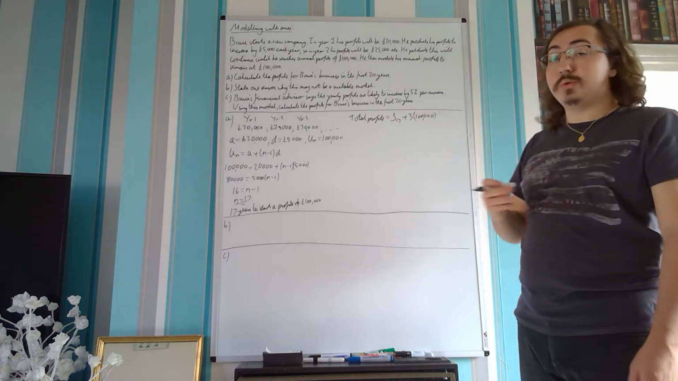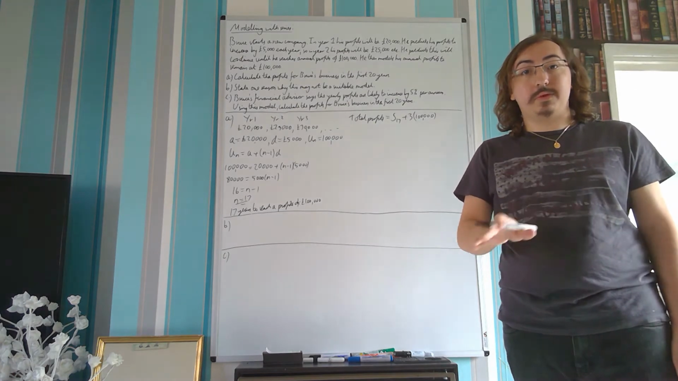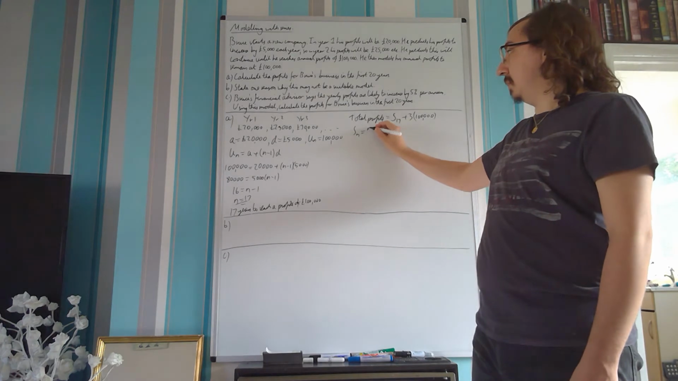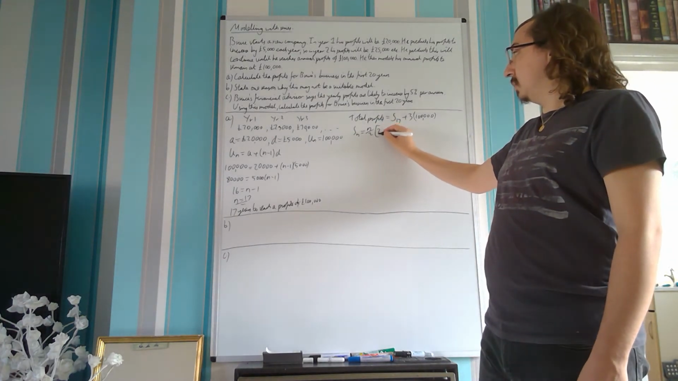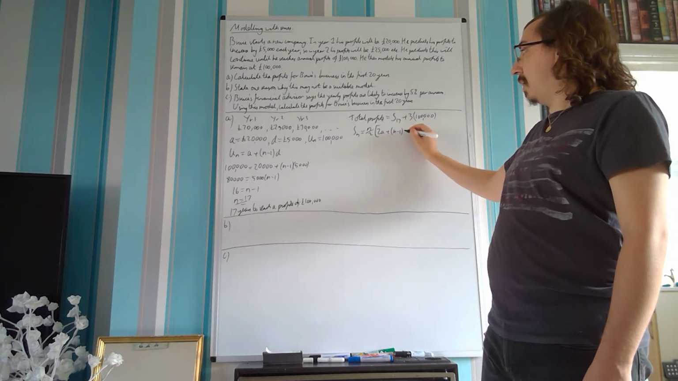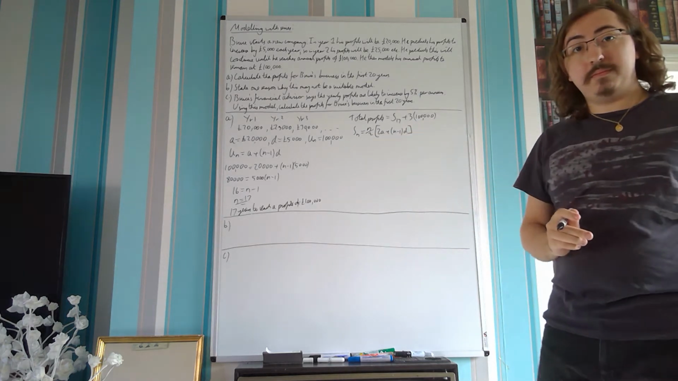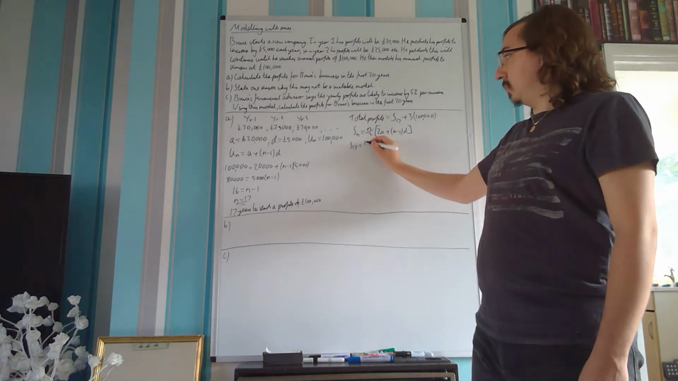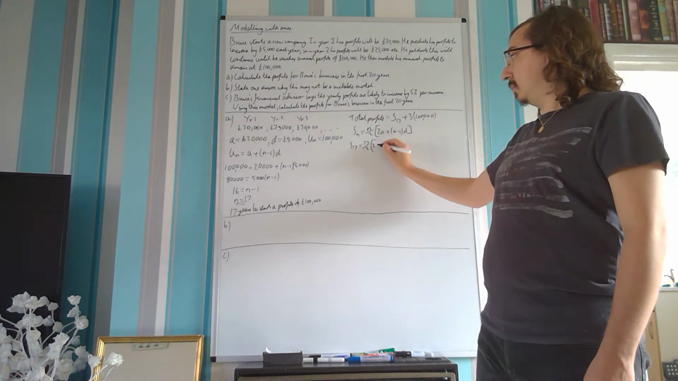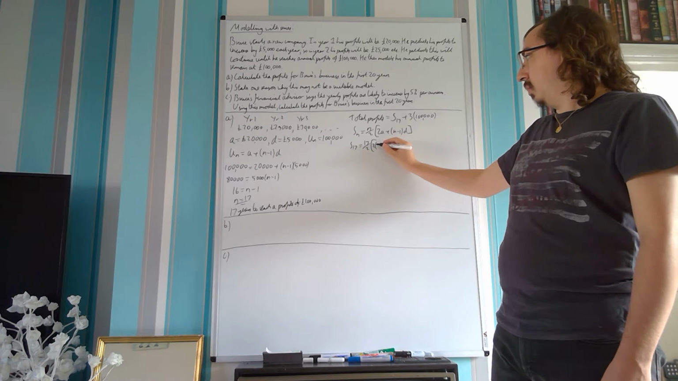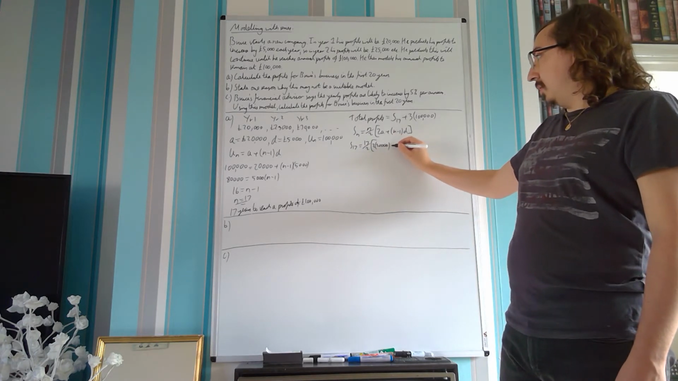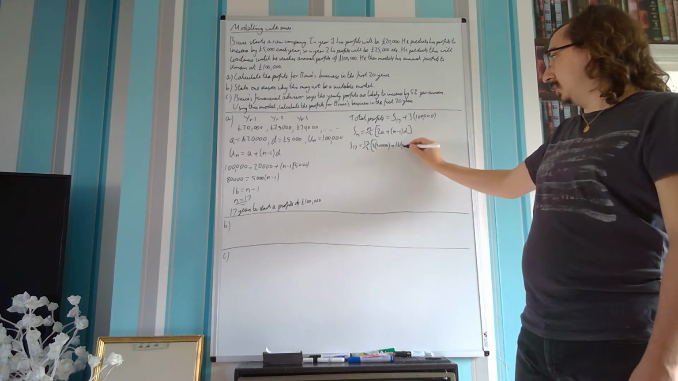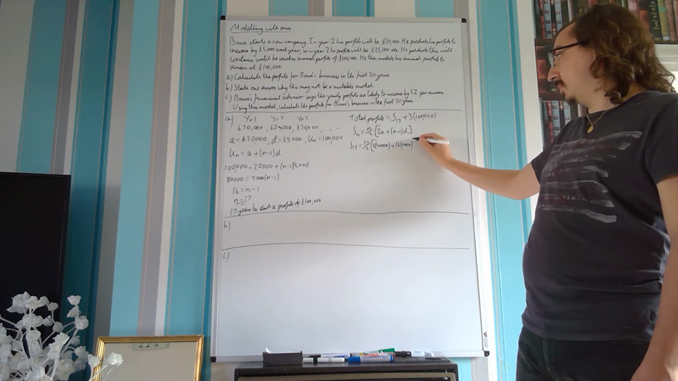Well, fortunately, we also have a formula for the sum of the first n terms of an arithmetic sequence, such that S_n is equal to n over 2 times 2a plus n minus 1 times d, which we can substitute in for S_17. So we've got 17 over 2 times 2 times 20,000 plus 17 minus 1, which is 16, times d, which is 5,000.